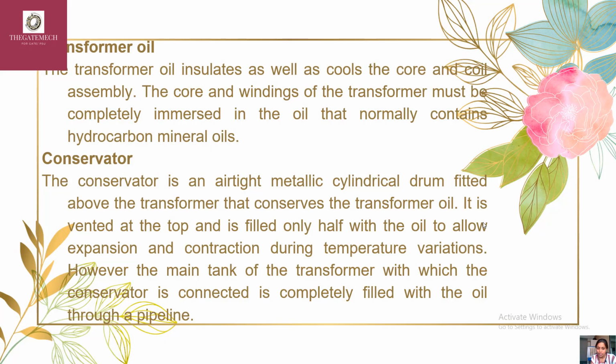Next is transformer oil, which insulates as well as cools the winding of the transformer, and normally contains hydrocarbon mineral oil. This oil is used in the conservator. The conservator is an airtight metallic cylindrical drum fitted above the tank of the transformer, that conserves the transformer oil. It is vented at the top and is filled only half with oil to allow expansion and contraction during temperature variations. However, the main tank is completely filled with oil through a pipeline.